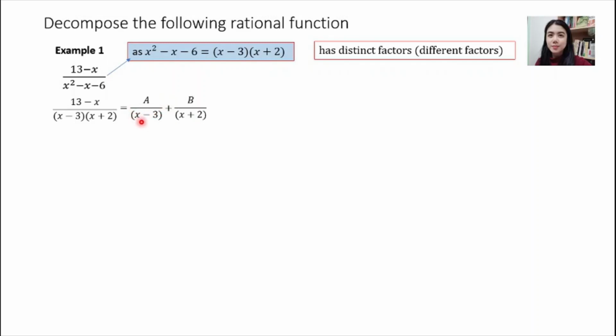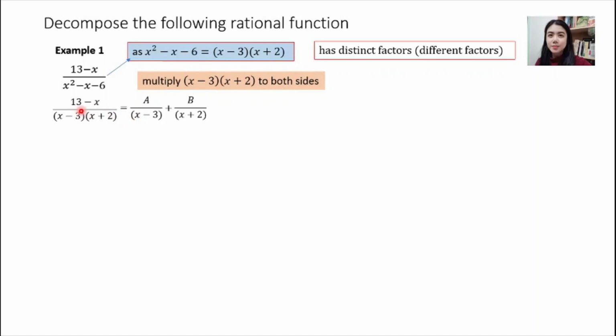The denominator here is x power 1. At the top, put a constant. Here is x power 1, and the top is also a constant. So put the alphabet following the sequence. Then the next thing is we have to multiply the denominator to both sides.